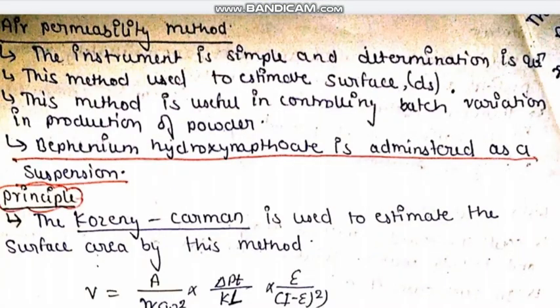The second method is the air permeability method. Air permeability, as its name suggests, is how much air can permeate through a particular material. If a larger amount of air can penetrate through a material, that means it is porous and its surface area is high. And if less air can penetrate the material, it means its surface area is less. The instrument is very simple and determination is very easy. The method is used to estimate the surface diameter, that is ds. The method is useful in controlling batch variation in production of powder.